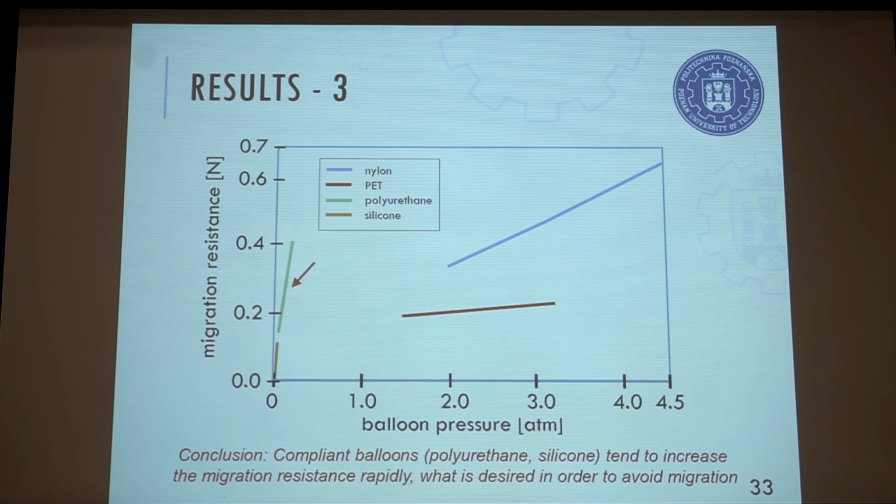And what is important to see here is that for compliant balloons, the softer ones, those balloons tend to increase the migration resistance rapidly. So it means that this would be more desired behavior by the physician, because the faster the balloon would fix in the artery before the intervention.